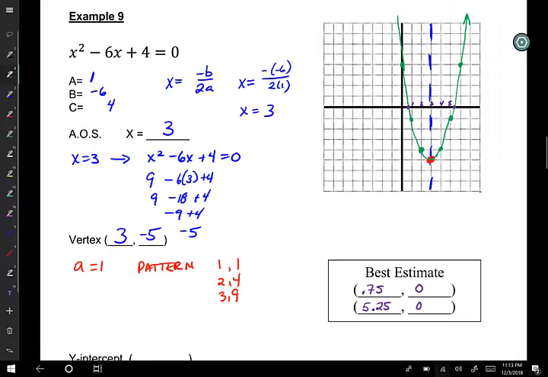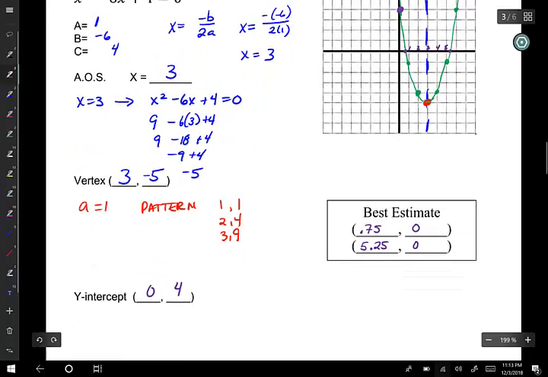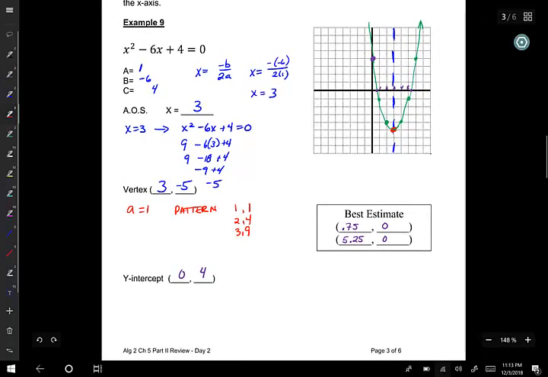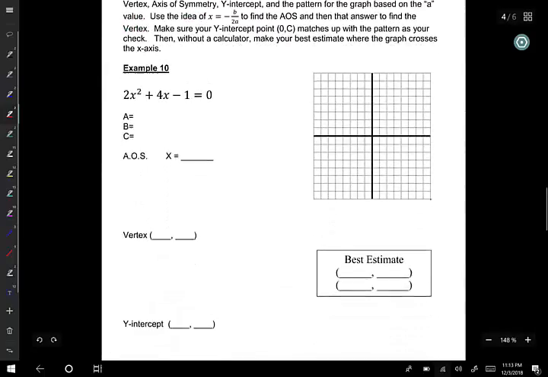What is my y-intercept? My y-intercept is up here at 0, comma 4. And now we're going to compare, and we're going to say, you know what? Does that y-intercept match up with the value of c? If it does, then our pattern matched up and our vertex is correct. So there's just a quick sketch using the idea of axis of symmetry, y-intercept, patterns, and plugging in numbers to find the vertex. Let's try this one more time with a different problem.